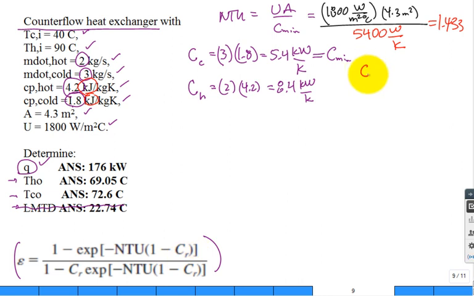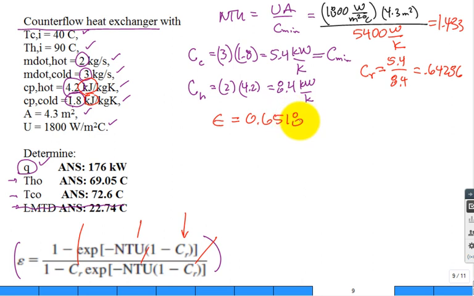I can get C sub R, that's the ratio of min to max, 5.4 divided by 8.4. So it comes in 0.64286. So there you go. For 3 places you need to put in C sub R, 2 places you need to put in NTU, and you can calculate the effectiveness for this problem, 0.6518. If your effectiveness comes in greater than 1, look for an error. If it comes in negative, look for an error.